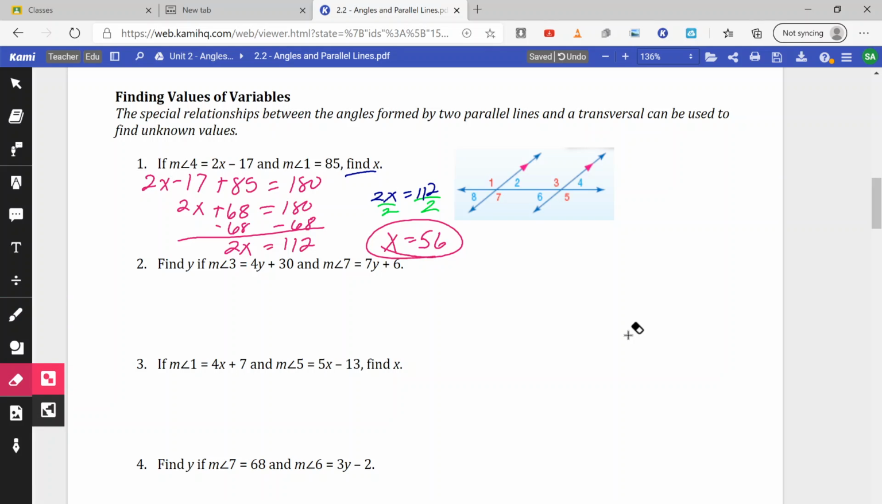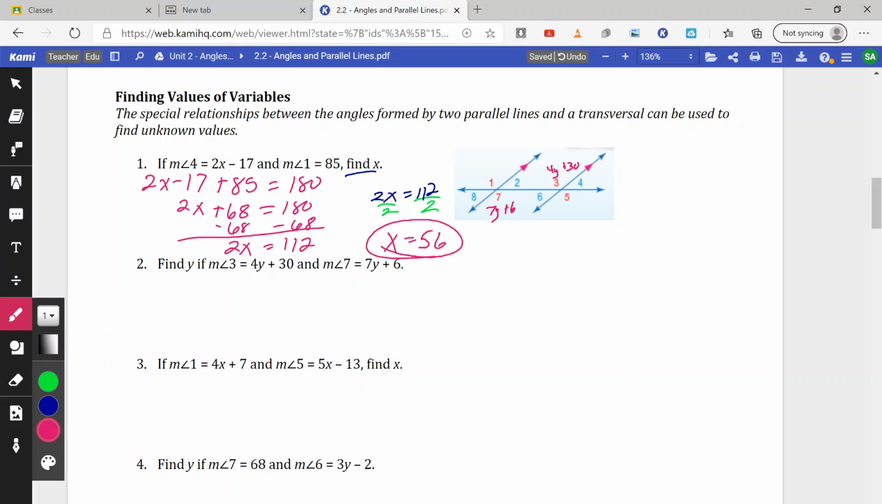Next problem, we are told to find y if we are told that angle 3 is 4y plus 30 and angle 7 is 7y plus 6. So we can go ahead and label them. 3 is 4y plus 30 and angle 7 is 7y plus 6. So we take a look at the relationship. Again, color coding tells me 3 and 7 are going to be the same. They're both red. However, in terms of what the relationship is, they are on opposite sides of this transversal, so they're alternate, and they are on the inside of our parallel line, so they're alternate interior angles.